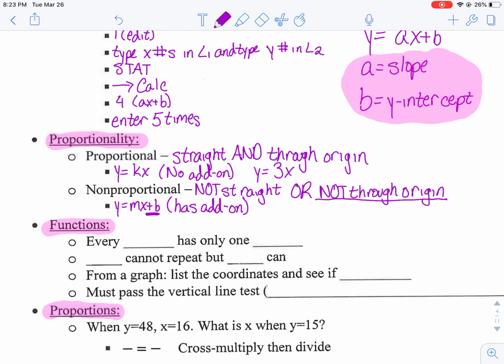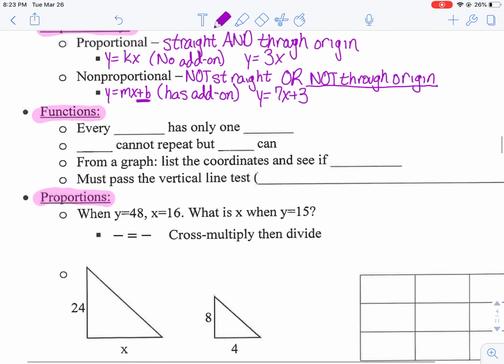On your screen, I'm going to pull up another question. I want you to tell me which equation is non-proportional. I hope you told me that it was y equals 7x plus 3. We're so close to being done with this category. Hallelujah.